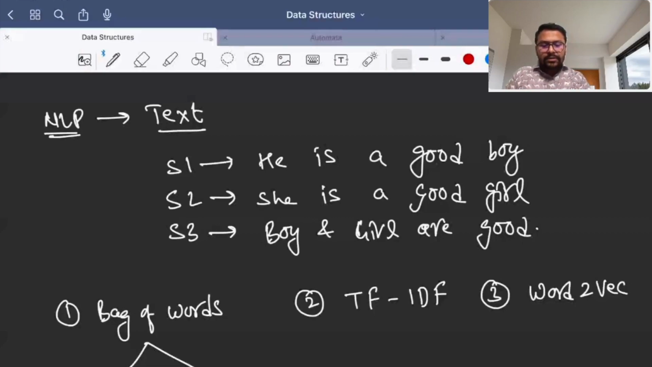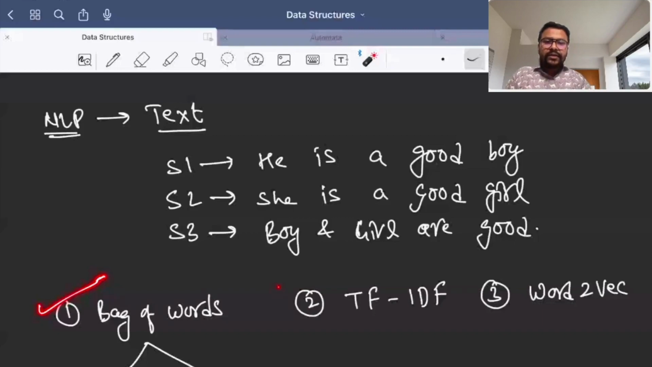So in a nutshell, bag of words is very easy to apply. It is less computation demanding, but the disadvantage is that it does not give any significance to semantic meaning. The meaning is lost.